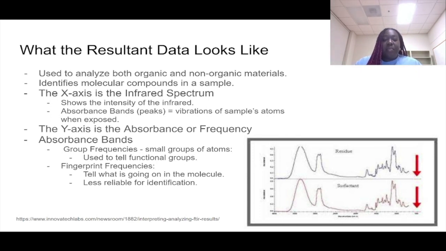So more about the absorbance bands, there are 2 types. There are group frequencies, which are small groups of atoms, and they're used to tell what functional groups are in the sample. And there are also fingerprint frequencies. These are less reliable for identification, but they help show what's going on in the molecule.